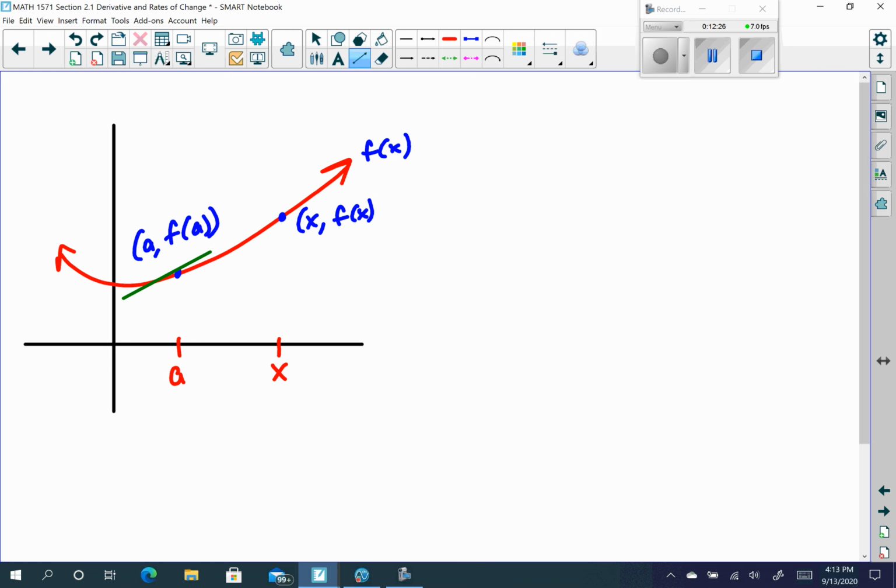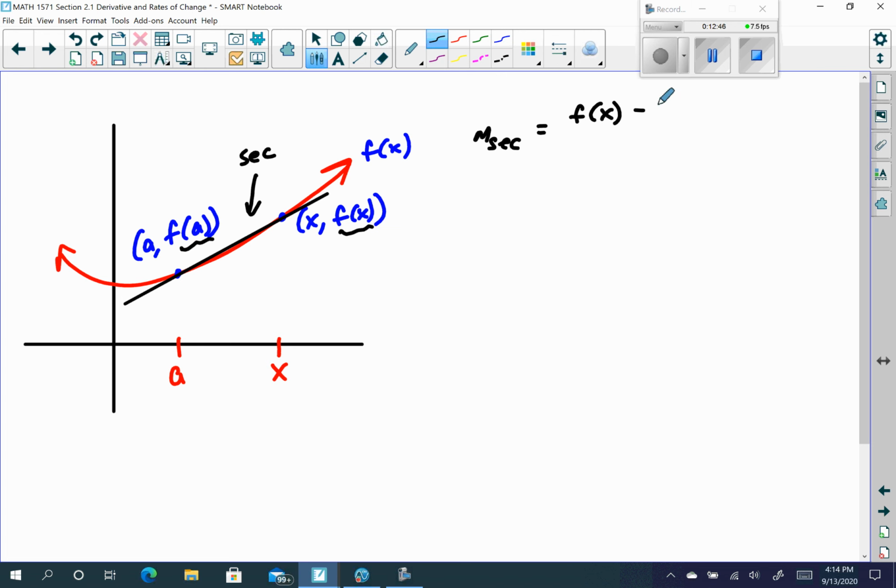So now to draw my secant line, again, a line that goes through 2 points, the slope of my secant line would again be y2, so this becomes f of x, minus y1, which is f of a, all over x2, which is x, minus x1, which is a. So it looks a lot easier. We don't have a binomial that we're trying to substitute in. And again, this is the average velocity, average rate of change.